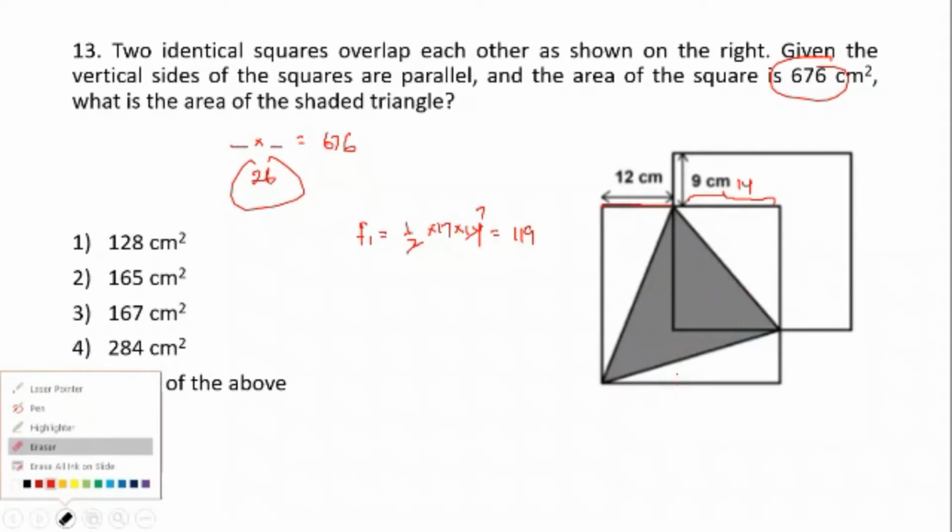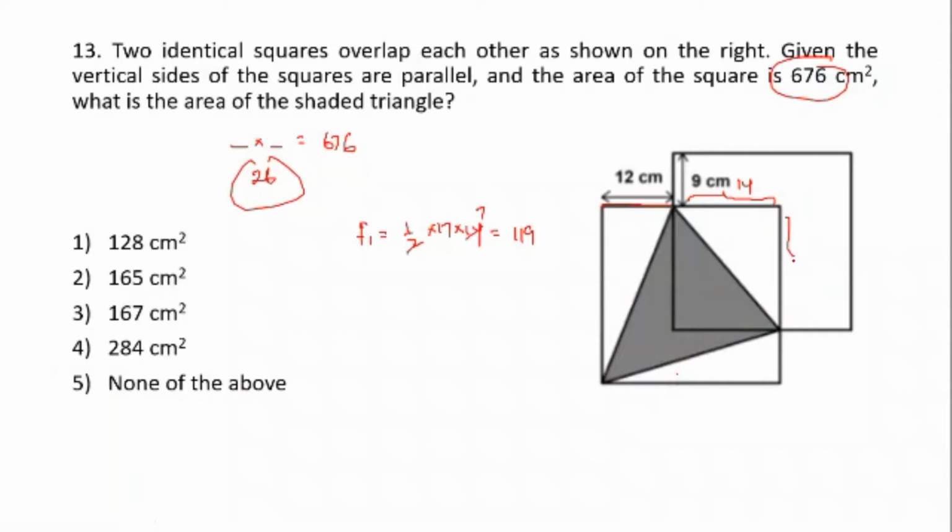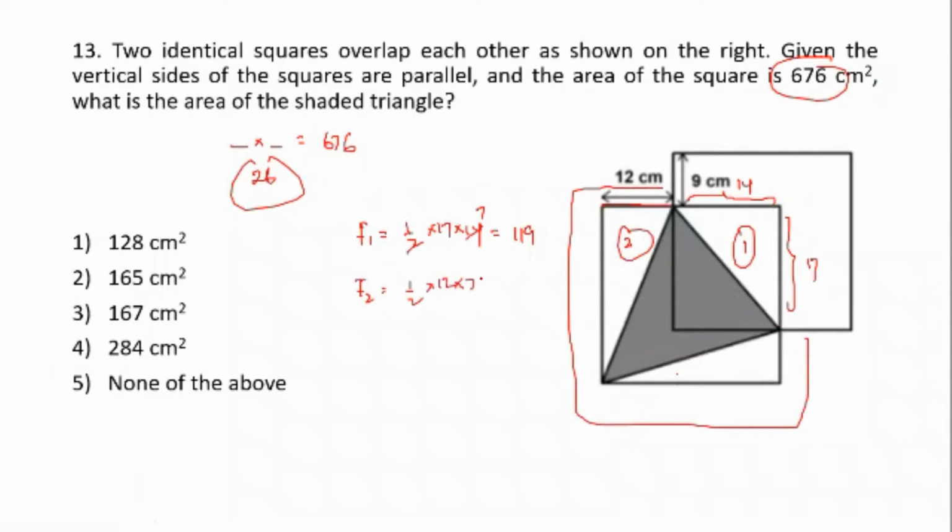To get the area of the shaded part, we can simply take this whole square and then subtract the 3 white parts, right? So this is figure 1, it's still the same. And then I'll find the area of figure 2. So that's equal to half times 12 times 26. So I'll divide this. So 6 times 26 is 156.